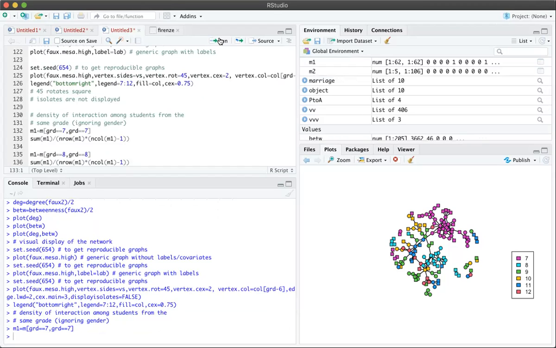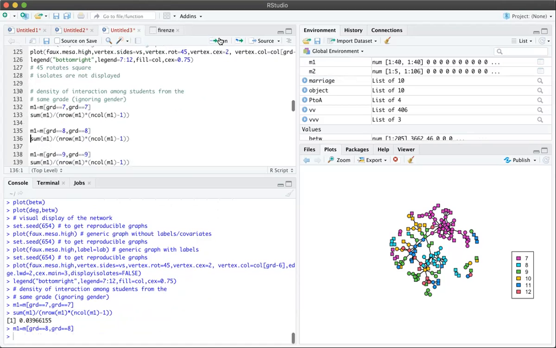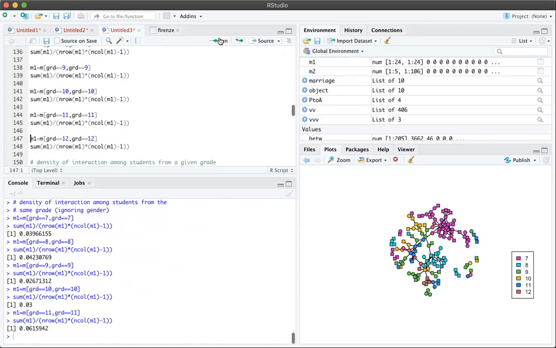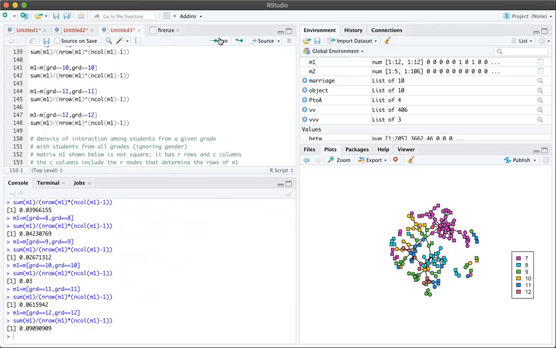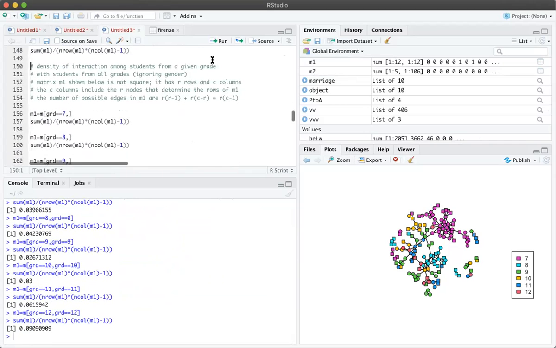Then we do the density of interaction among students from the same grade, ignoring their gender. Then we do the density of interaction among students from a given grade with students from all grades, ignoring gender. Matrix M1 shown below is not square. It has R rows and C columns. The C columns include the R nodes that determine the rows of M1. The number of possible edges in M1 is R times (R minus 1) plus R times (C minus R), which is R times (C minus 1).